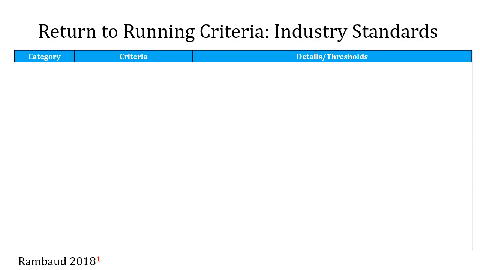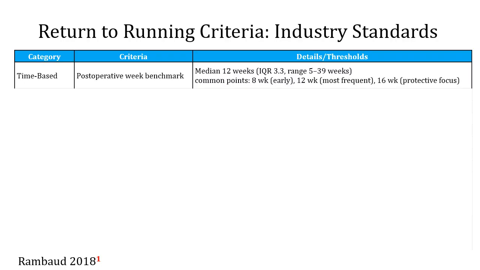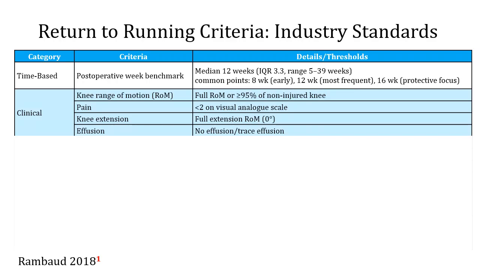Okay, so a seminal study was Rambod in 2018 when they did a systematic review as far as the criteria that would be recommended for returning to running post ACLR, and their recommendations were that it should be time-based with a median of 12 weeks. An early onset initiation of running would be 8 weeks, with a more protective focus being at 16 weeks.